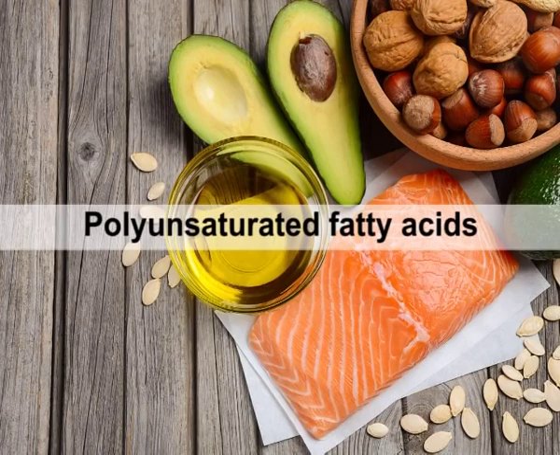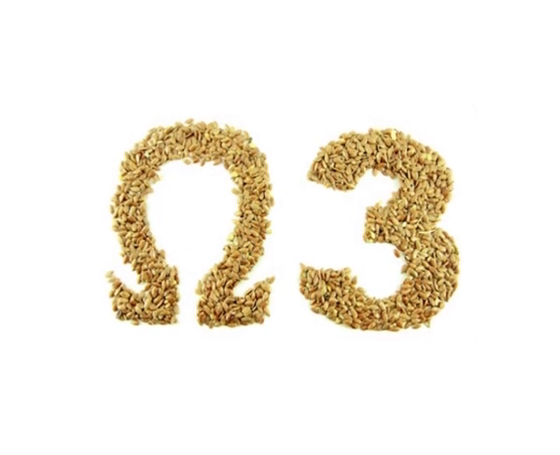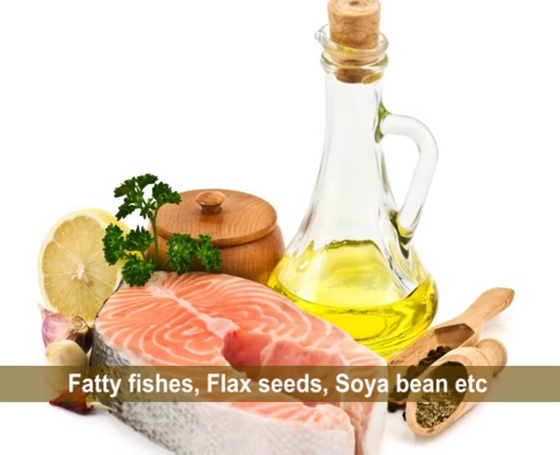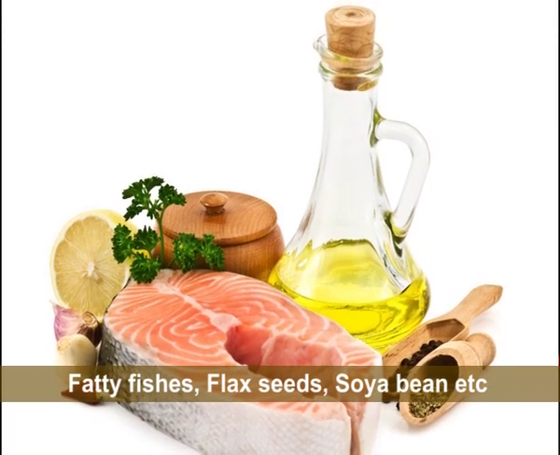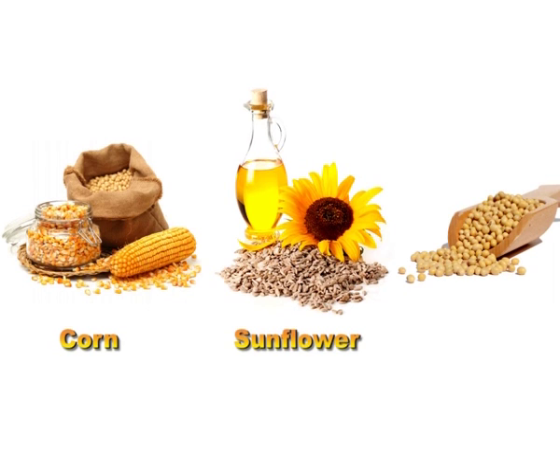Fourth one is polyunsaturated fatty acids. These may be omega 3 fatty acids, for example alpha linolenic acid, eicosapentaenoic acid, and docosahexaenoic acid found in fatty fishes, flaxseed, soybean, etc. Or omega 6 fatty acids, for example linoleic acid and arachidonic acid found in corn, sunflower, and soybean, etc.